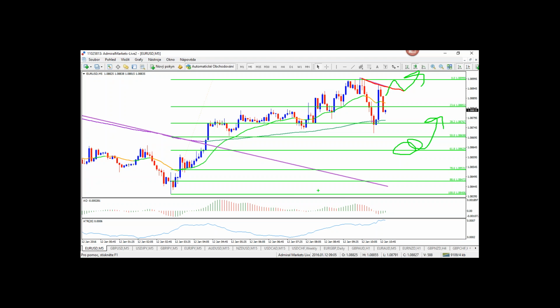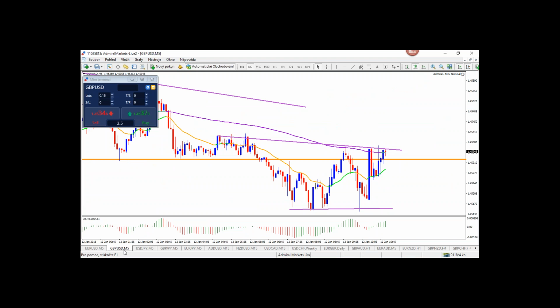Pound USD is ranging, going flat. This break to the upside is a counter-trend trade, not that interesting. Dollar yen, pound yen, euro yen, waiting for breaks to the downside. Otherwise, it's counter-trend, not that interesting.